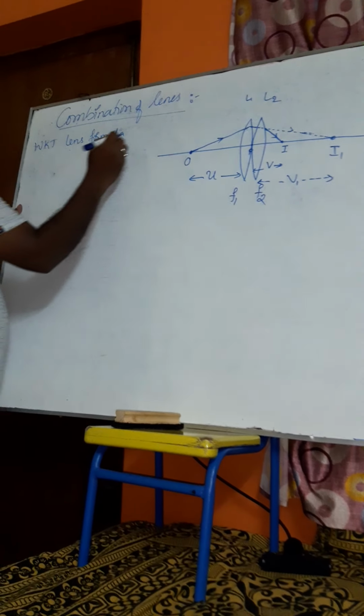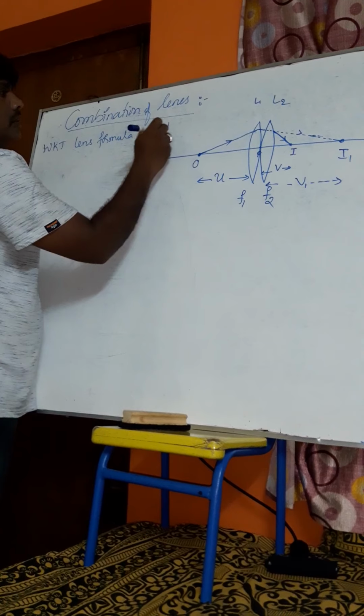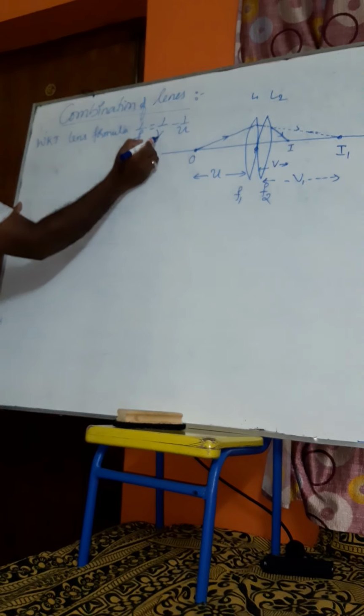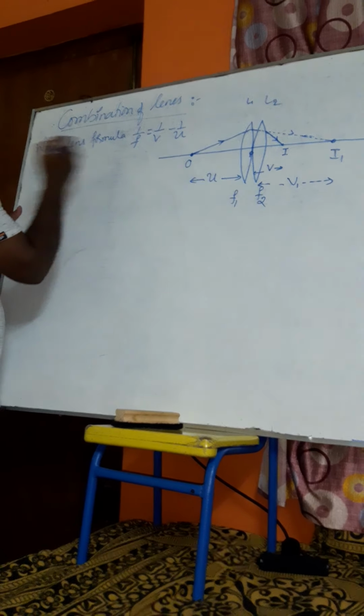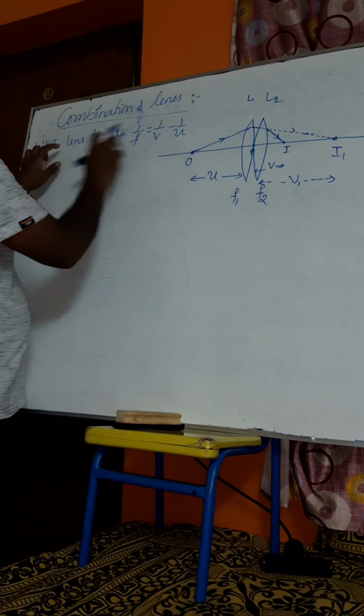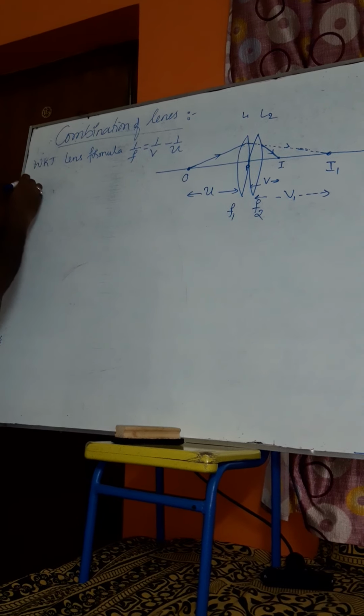So everybody knows this. What is the lens formula? 1 by f is equal to 1 by v minus 1 by u. This is the lens formula. v is image distance, u is object distance, f is focal length. Now I want to consider the lens formula for the lens L1 in the absence of lens L2.